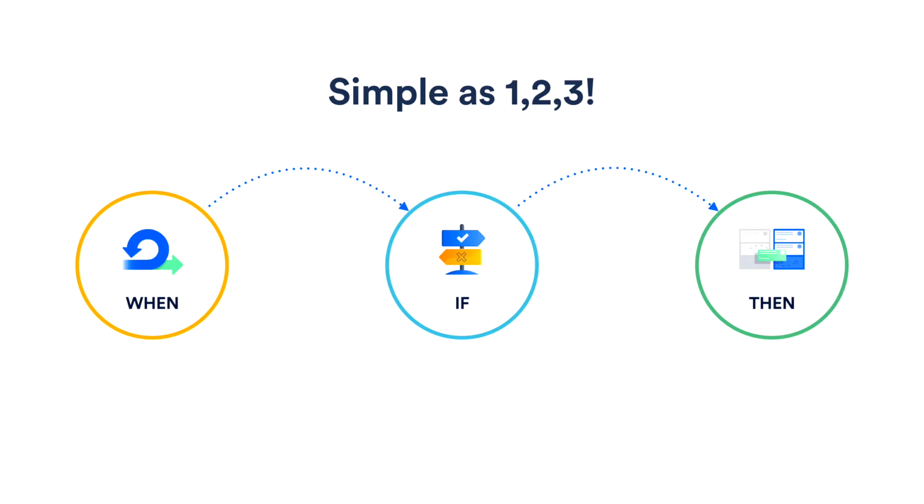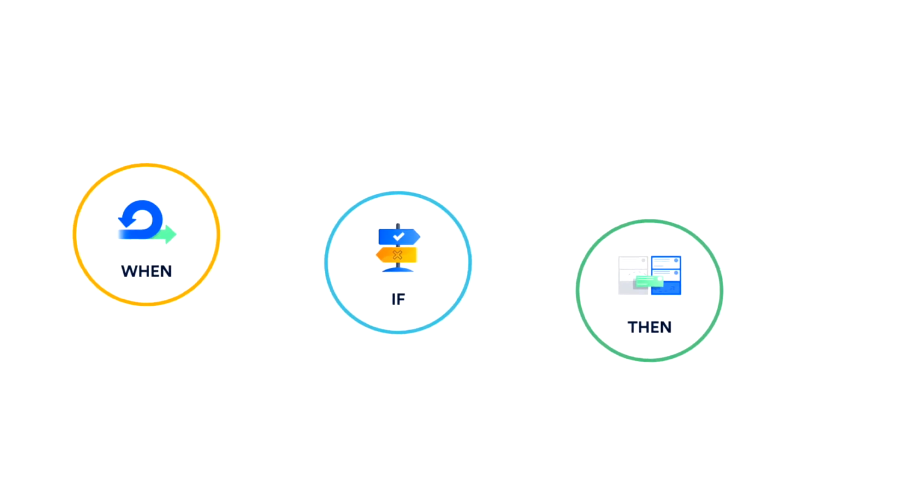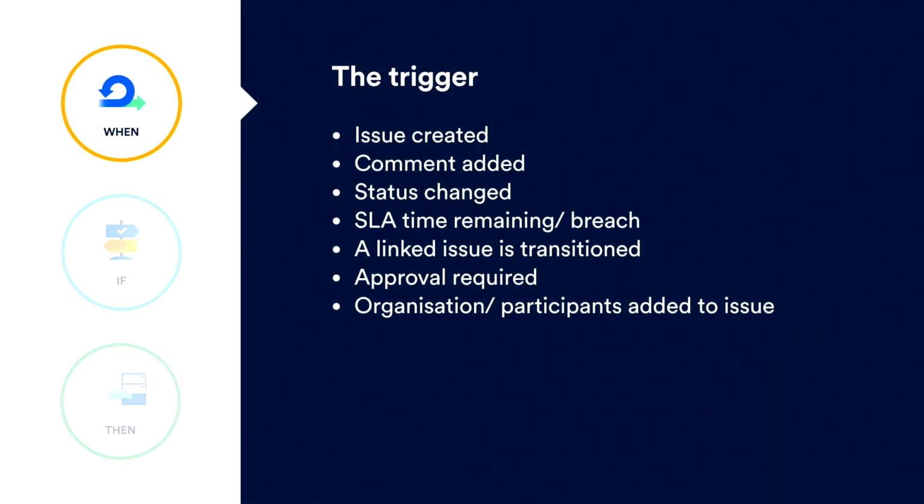Now let's zoom into each one to see what each one is. For when, this is what we call the trigger. It is the action that will trigger a particular automation rule to run. The trigger can have many different types. You have issue created, you can have a comment added, different status changing, your SLA time almost close to breaching or being breached, your linked issue to a JIRA software or JIRA core project is transitioned, if you need approval, or if participants and organizations are being added to the issue.